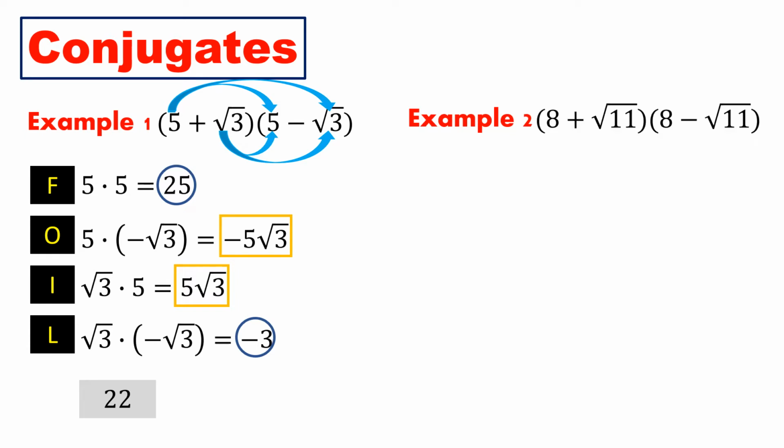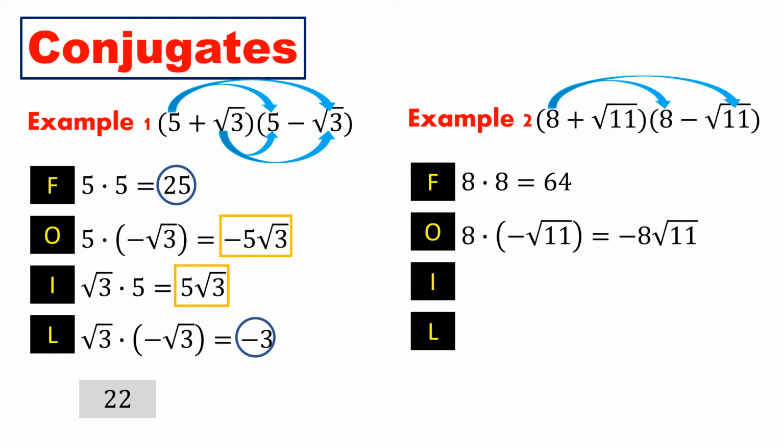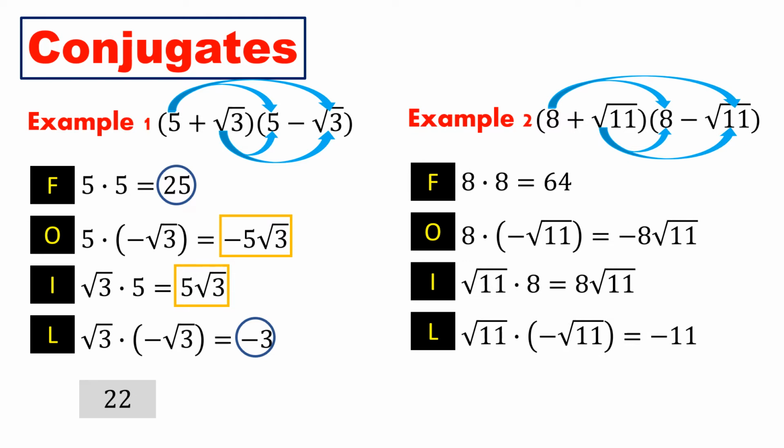In example 2, we have this expression. Again, we use FOIL method to multiply the two binomials. We multiply the first two terms, the outer two terms, the inner two terms, and the last two terms. Just like in example 1, notice that the terms negative 8 square root of 11 and 8 square root of 11 would cancel out each other, and we will be left with 64 minus 11, which is 53. The two binomial expressions are also conjugates of each other.